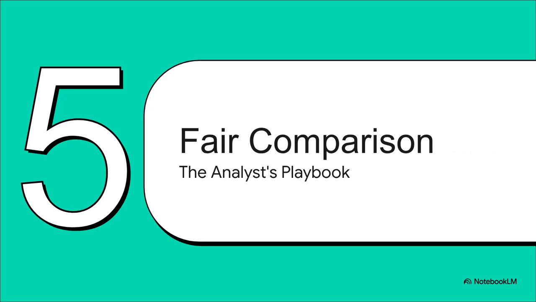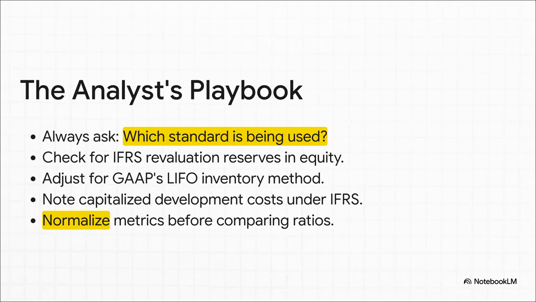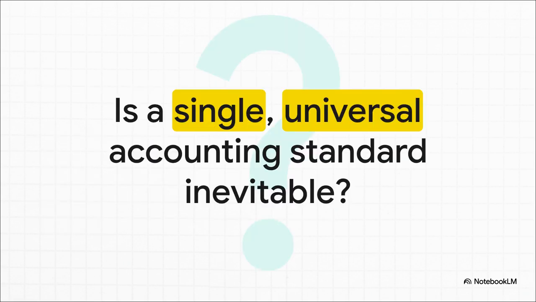So the big question is, how do we solve this? How do we cut through the noise and actually conduct a true, fair comparison between two companies that are playing by different rules? Your playbook has to start with one simple question. Which language are they speaking, GAAP or IFRS? You've got to dig into the footnotes to find out. From there, you can start to make adjustments. For that IFRS firm, you're going to look for those revaluation reserves. For the GAAP firm, you need to see if they're using LIFO and try to figure out what their numbers would look like without it. The whole goal is to normalize the data so you're making decisions based on economic reality, not just some accounting fiction.